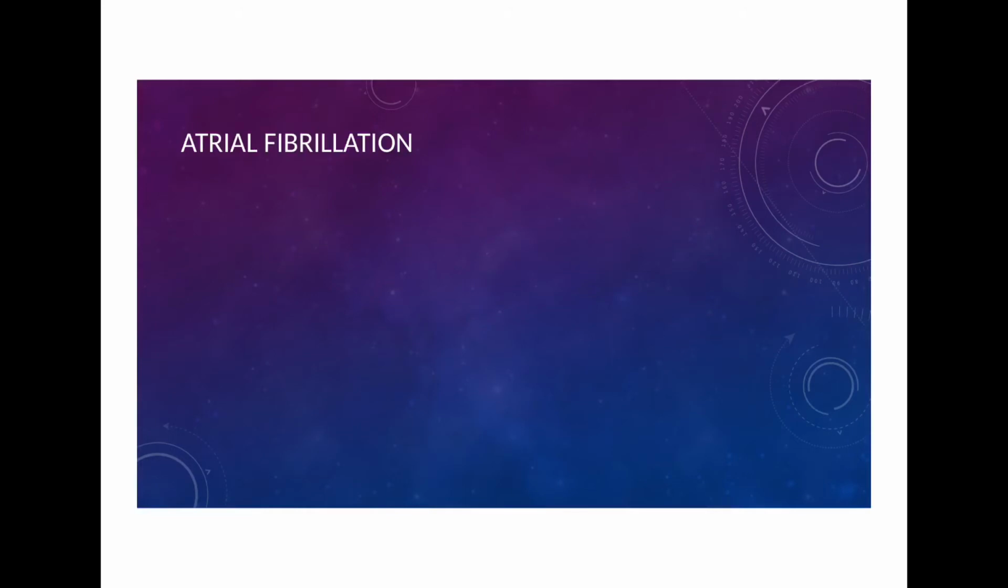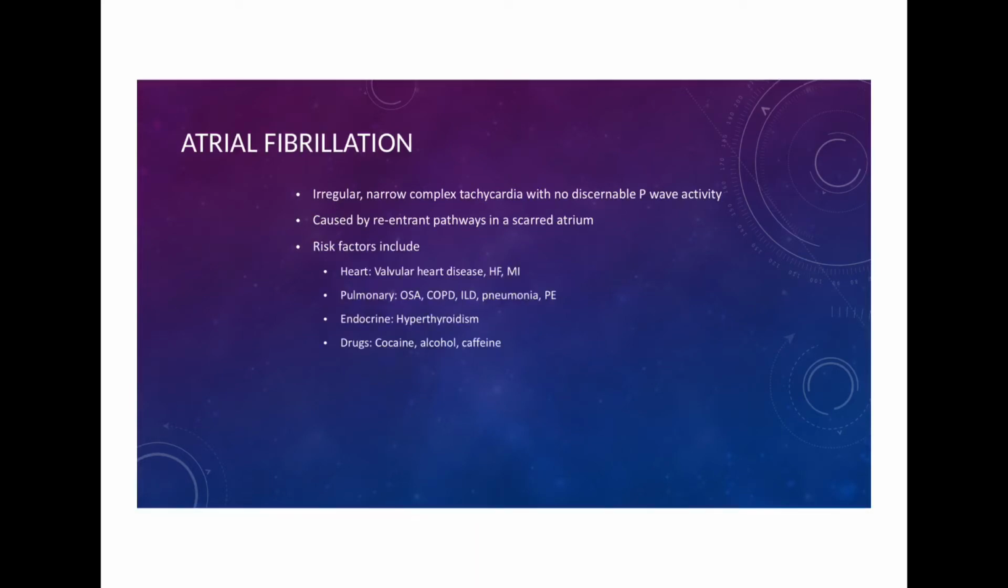Atrial fibrillation is another common arrhythmia that we see in our patients. It's irregular, usually narrow complex, and you won't see clear P waves on the ECG. There are multiple mechanisms that can cause atrial fibrillation, but the most important risk factors are diseases that increase left atrial pressure, like valvular diseases such as mitral stenosis, mitral regurgitation, heart failure, or an old infarct.